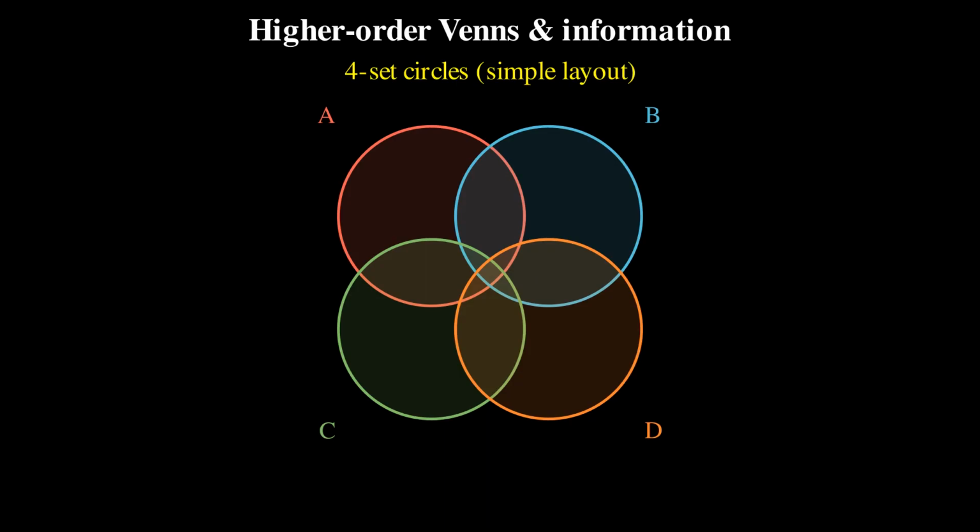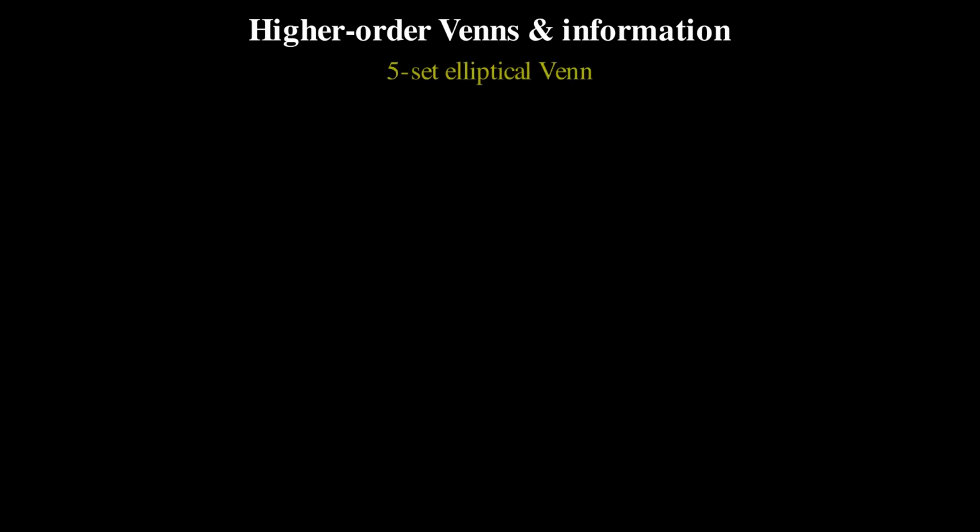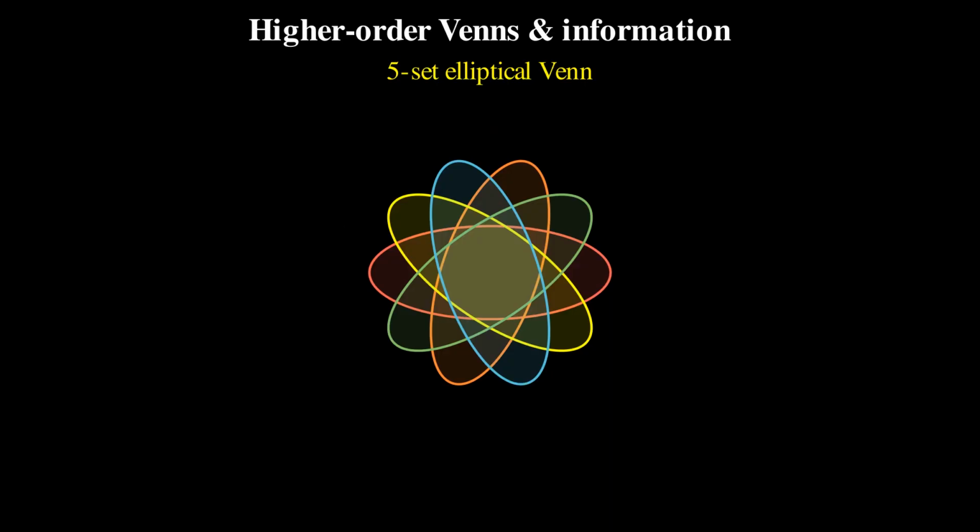You can also use 4 ordinary circles in a 2x2 layout. It works, but it is less symmetric than the ellipse flower. Five ellipses, 72 degrees apart, make a star-shaped 5-set diagram. The very center is the intersection of all 5.